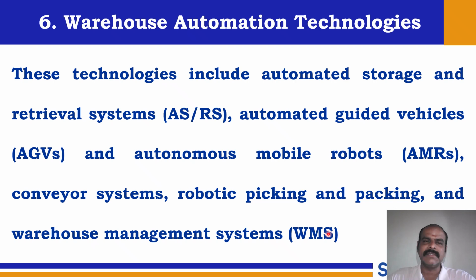So here, as discussed earlier, warehouse automation technology is going to have two components essentially. The first is going to be physical automation, and the second is going to be software automation, in short, digital automation.